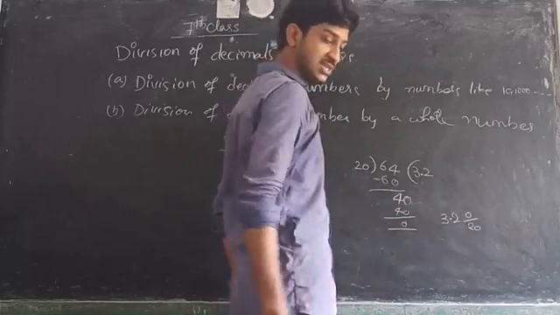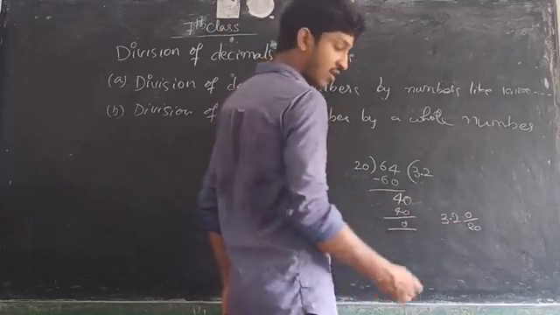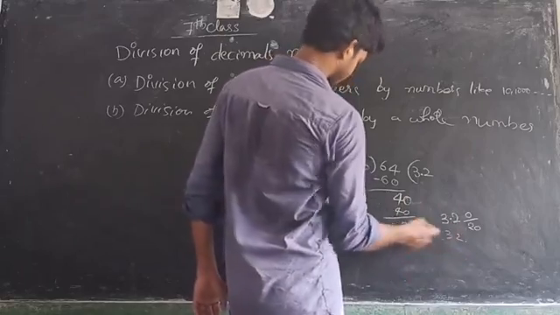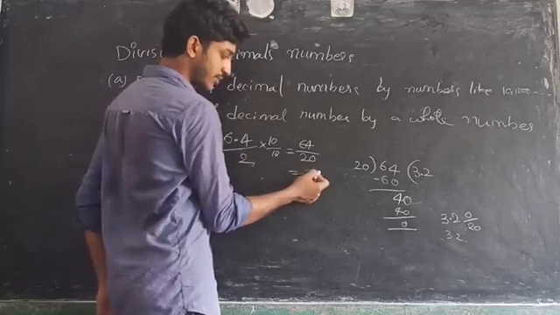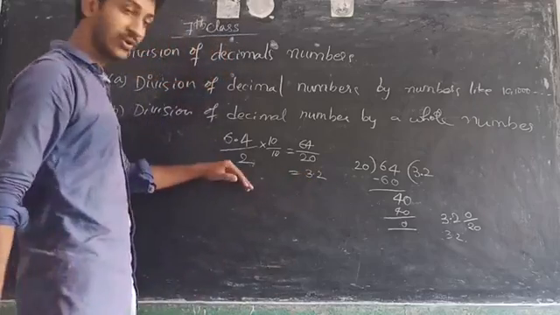3.2, 0 by 20 is the actual answer. 0 by 20 is 1. That's why 3.2 is the answer. Or we can do it another way.